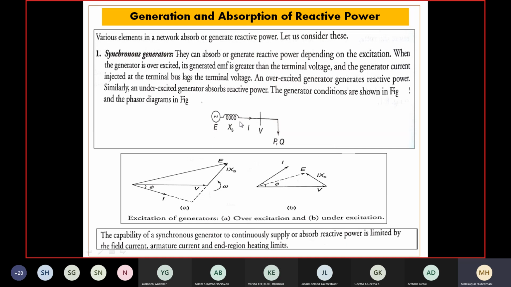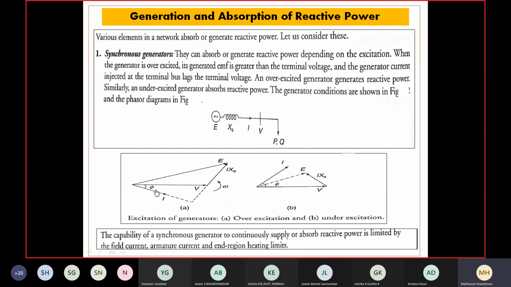A synchronous generator is represented as a voltage magnitude behind the reactance, which is connected to a bus at a voltage V and injecting a current I, and it is delivering to a load P and Q. You can see from the diagrams, where two vector diagrams are shown, the terminal voltage of the synchronous machine's bus where it is connected is V, and the current it is injecting to the grid is lagging behind the voltage by an angle phi.